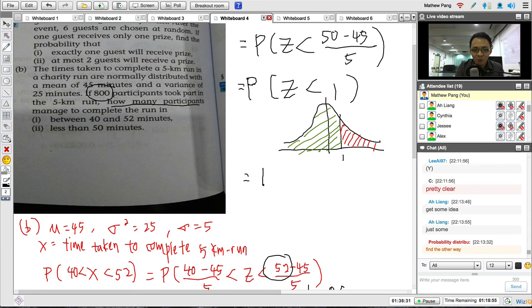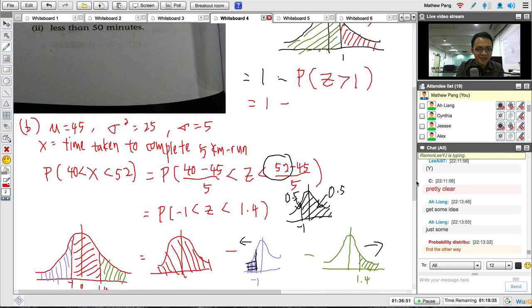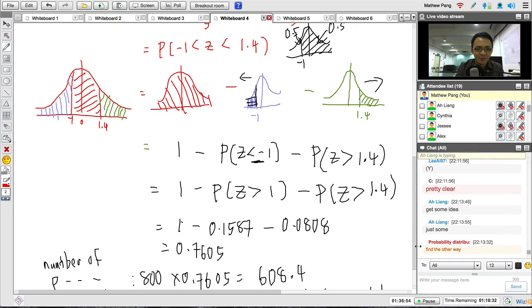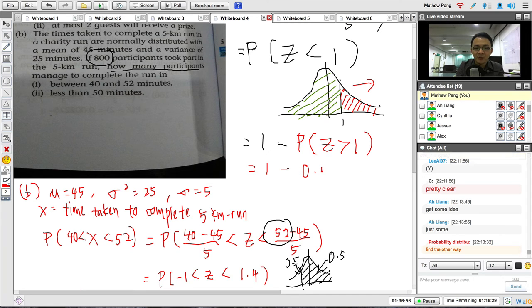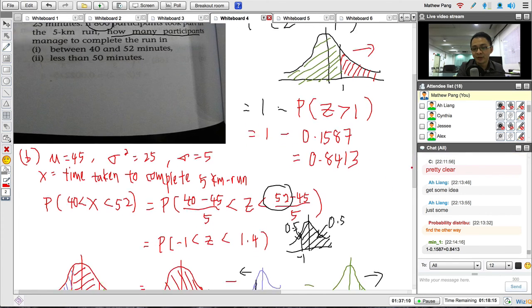So I use the 1, the total bell shape, minus the red color zone. Let me use the red color, just not to confuse you. The red color zone is what? This is 1, so we go this way. Z is bigger than 1. Then it equals 1 minus P(Z bigger than 1), which we found just now. Yes, it's 0.1587. Then we get the probability 1 minus 0.1587, which is 0.8413.